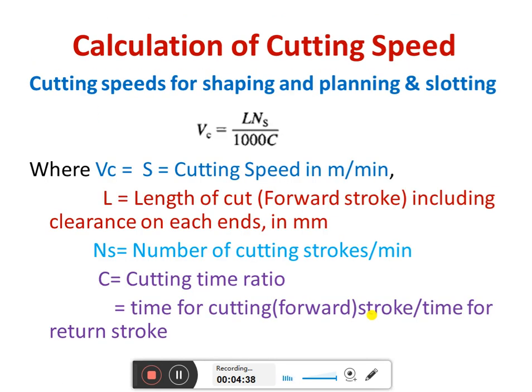And the calculation of cutting speed for shaping, planing, and slotting: Vc equal to L Ns divided by 1000 C. Vc is the cutting speed in meters per minute, L is the length of cut, Ns is the number of cutting strokes, that is, how many strokes per minute, and C is the cutting time ratio, that is, the time for the cutting stroke divided by the time for the return stroke.